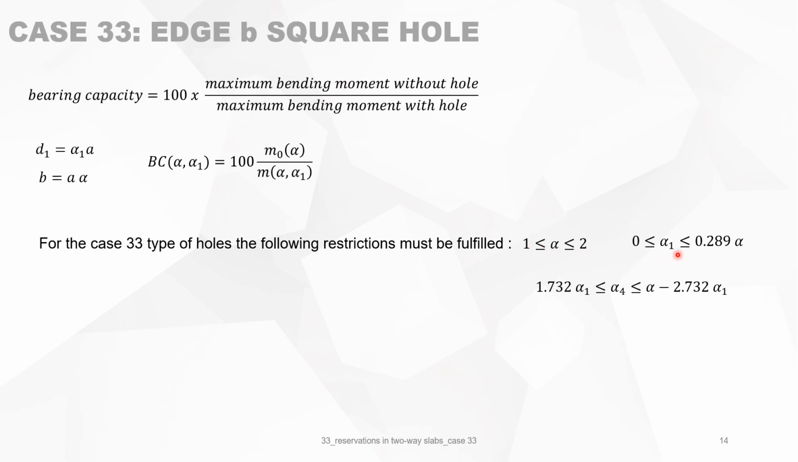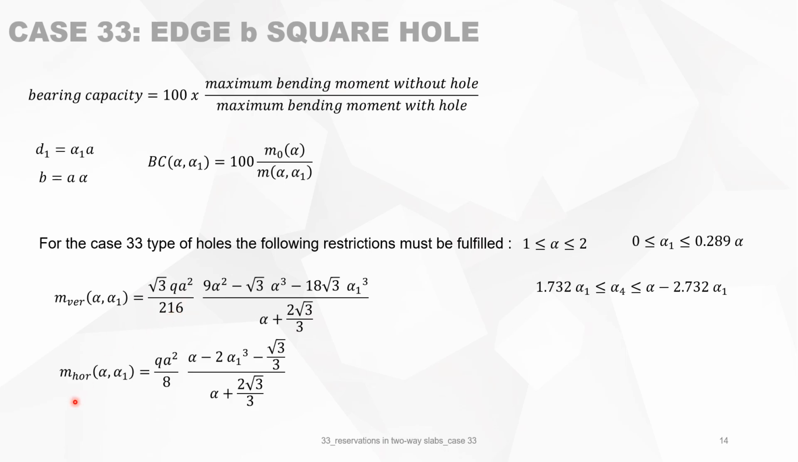Alpha must be between 1 and 2. Alpha 1 must be between those two limits. And alpha 3 must be between those two limits. In this case, we can use the set formula. We've seen in previous slides that m for the vertical pattern is this equation, and for the horizontal situation, it is this formula. So it means that when alpha is bigger than square root of 3, then you use the horizontal formula. If it's smaller, you use the vertical formula.